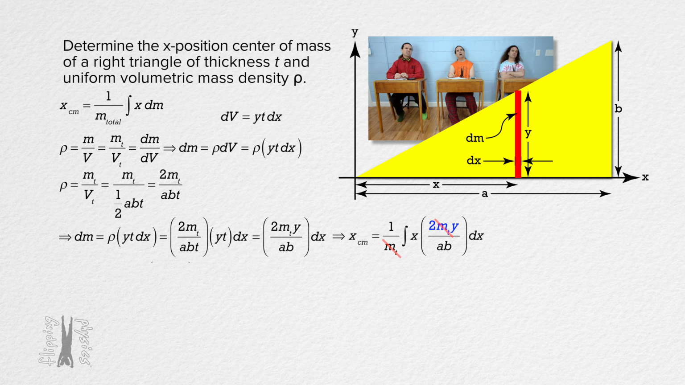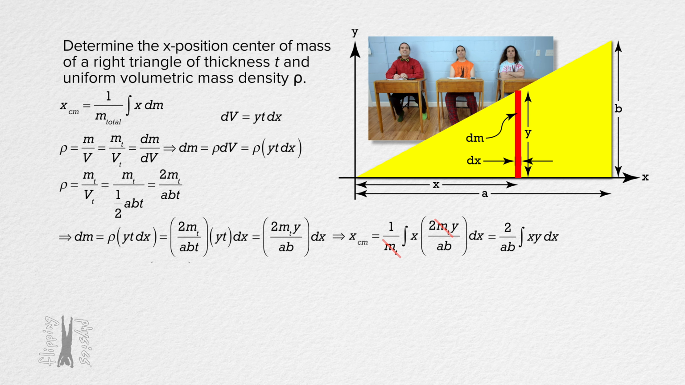Y, actually no. Y does depend on where dm is located relative to the origin. In other words, the larger the x value, the larger the y value. So we cannot take y out from under the integral because it does depend on x position. But both a and b are constant, so those we can take out from under the integral.